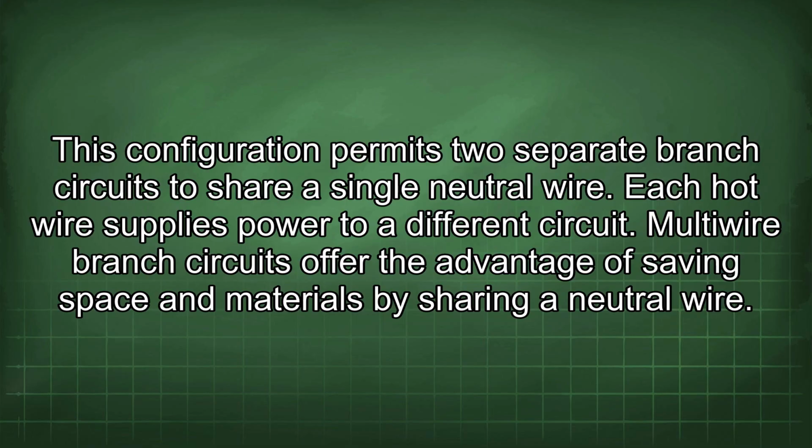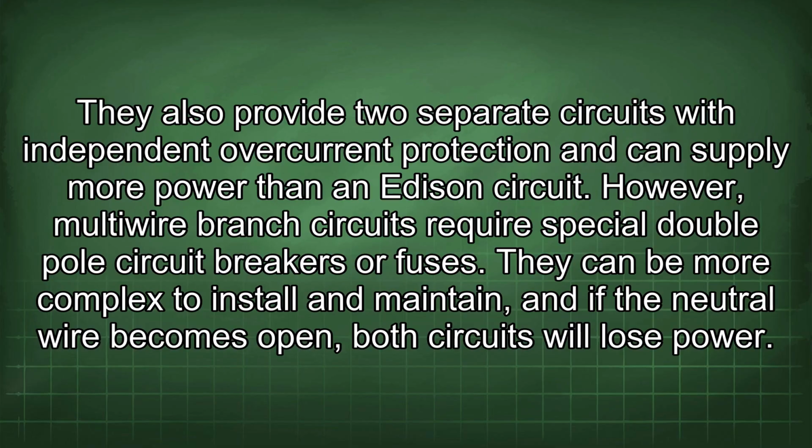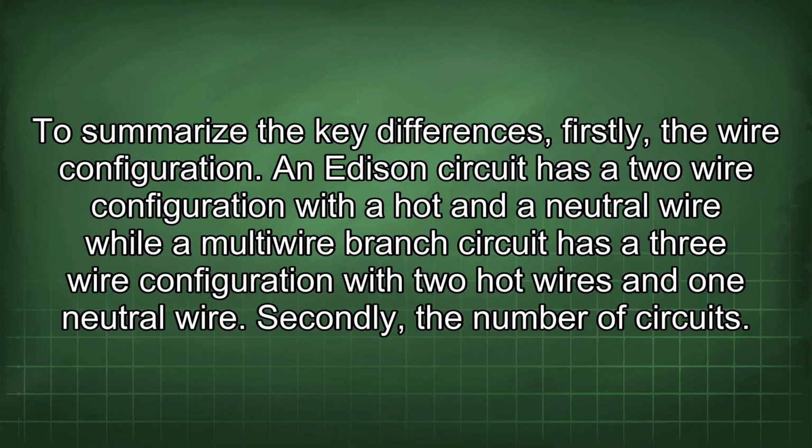Multi-wire branch circuits offer the advantage of saving space and materials by sharing a neutral wire. They also provide two separate circuits with independent overcurrent protection and can supply more power than an Edison circuit. However, multi-wire branch circuits require special double-pole circuit breakers or fuses. They can be more complex to install and maintain, and if the neutral wire becomes open, both circuits will lose power.